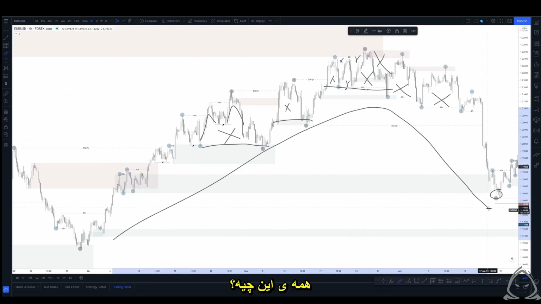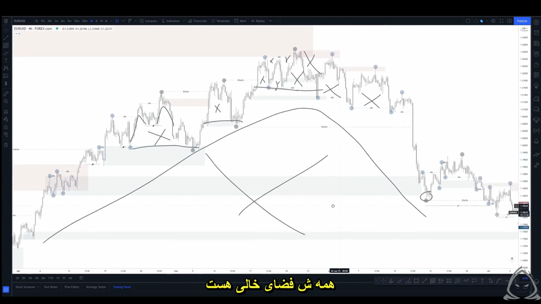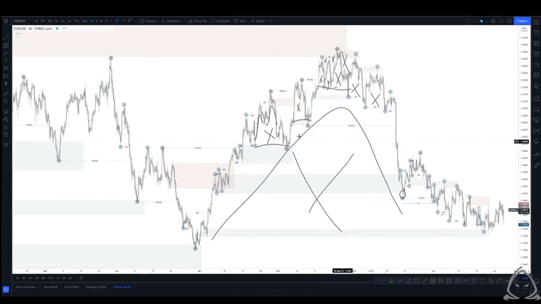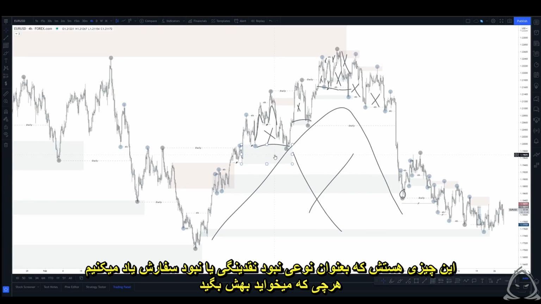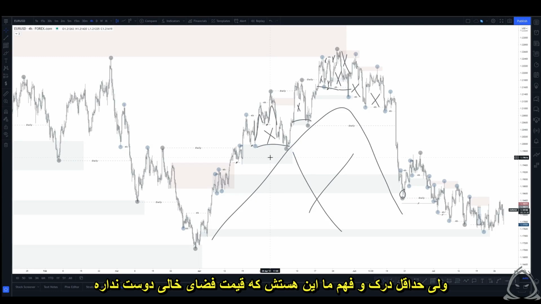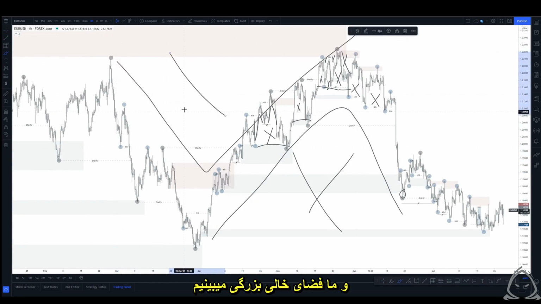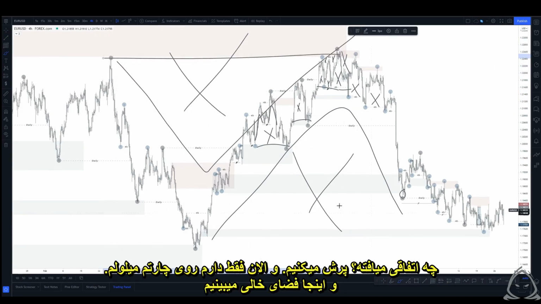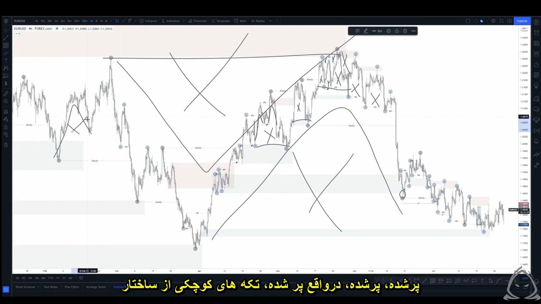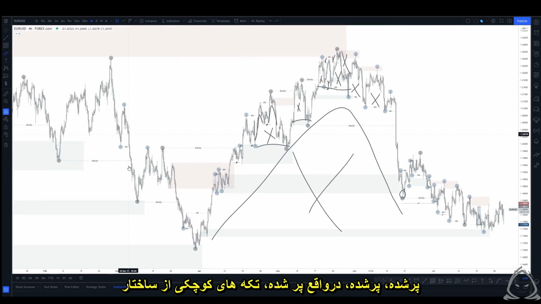What is all of this? That's all empty space, and look what ends up happening. This is what we refer to as some sort of liquidity void or void of orders, whatever you want to call it. But in its basic understanding, price doesn't like empty space. Big empty space, what ends up happening? We fill it. I'm just squiggling on my charts now at this point. Empty space, filled, filled, actually filled. Small bits of structure.